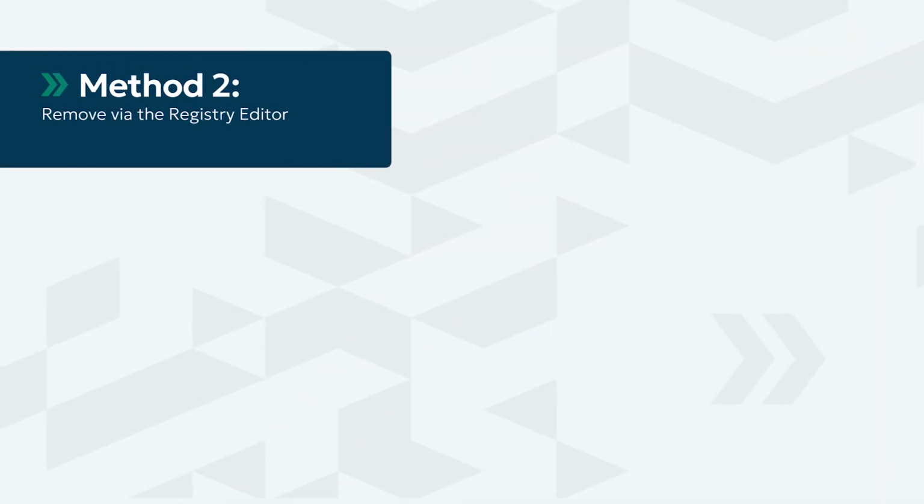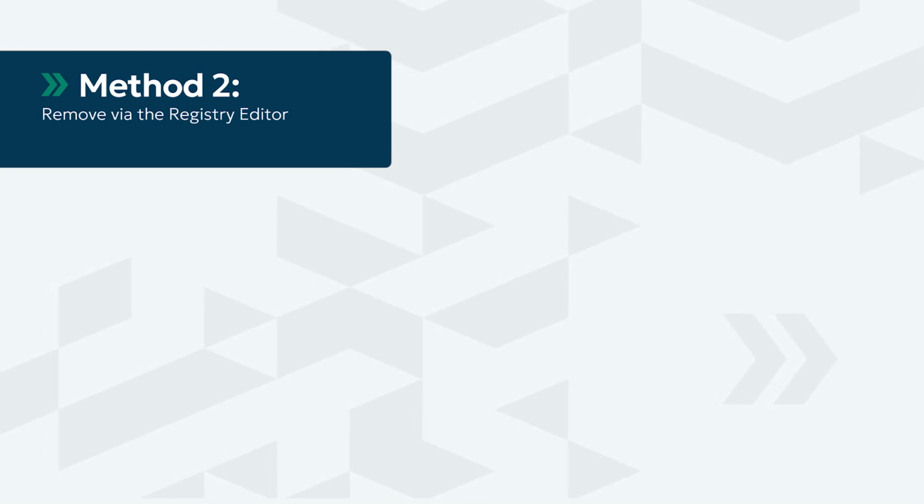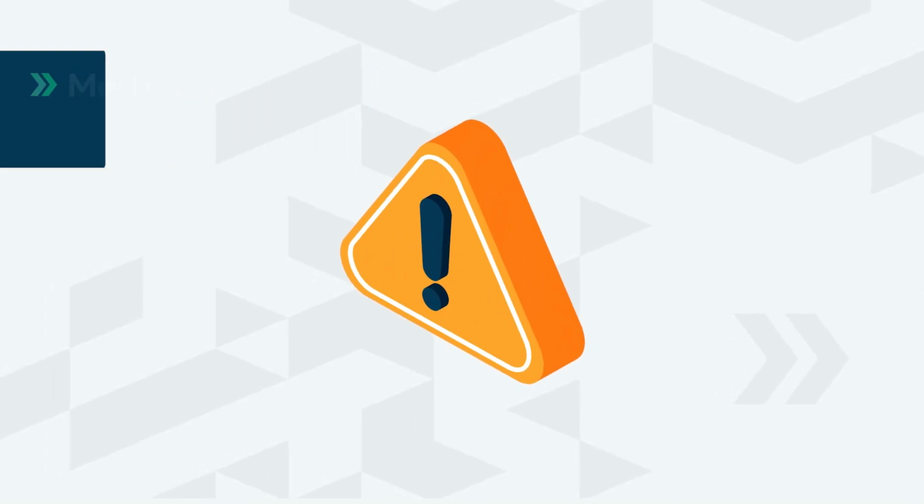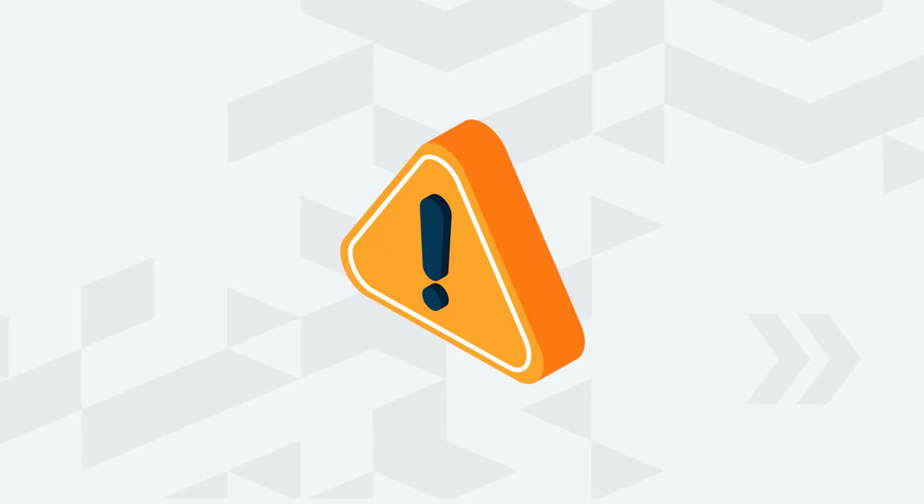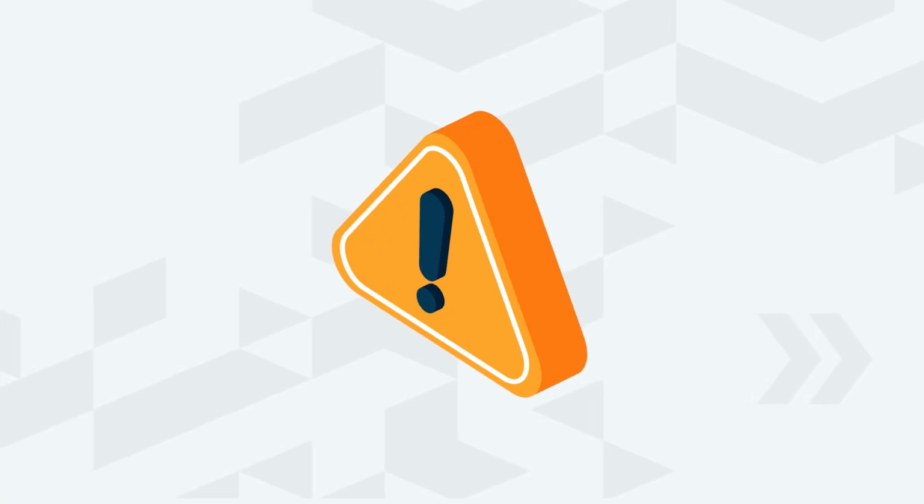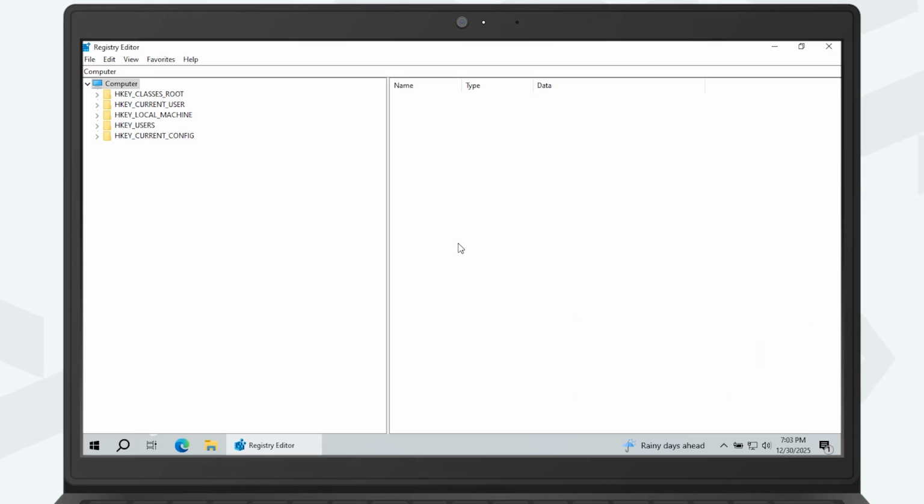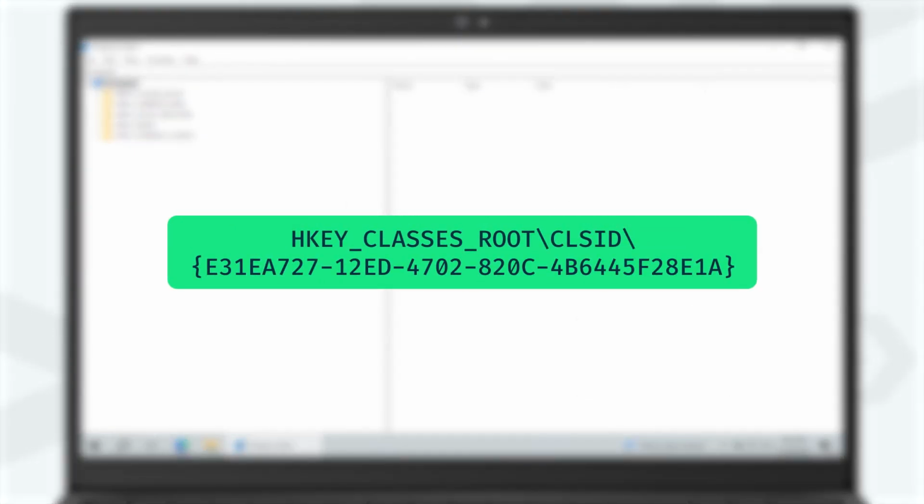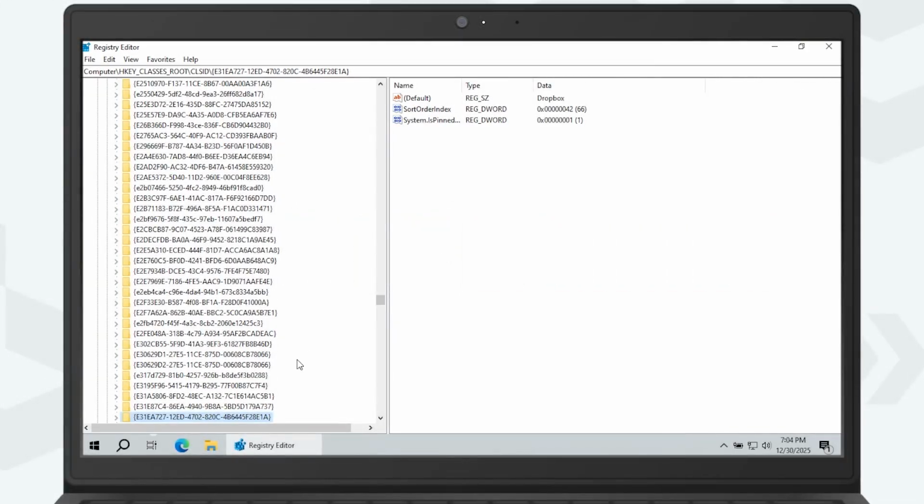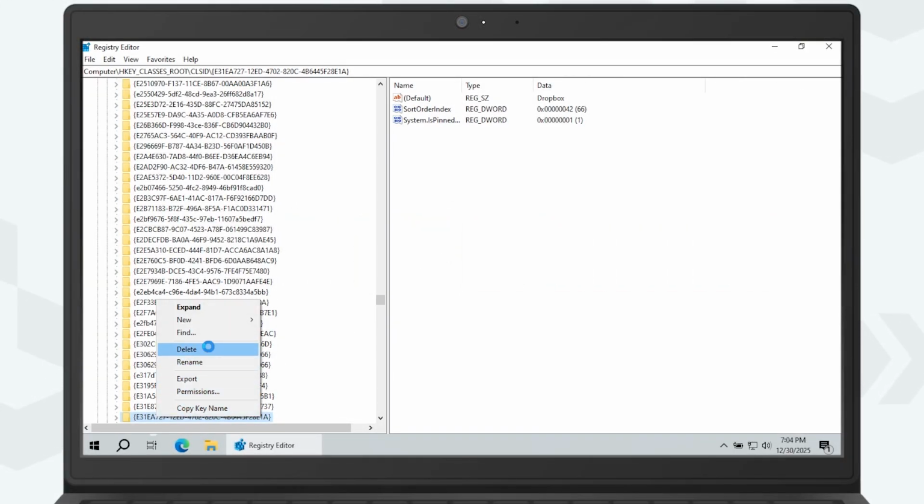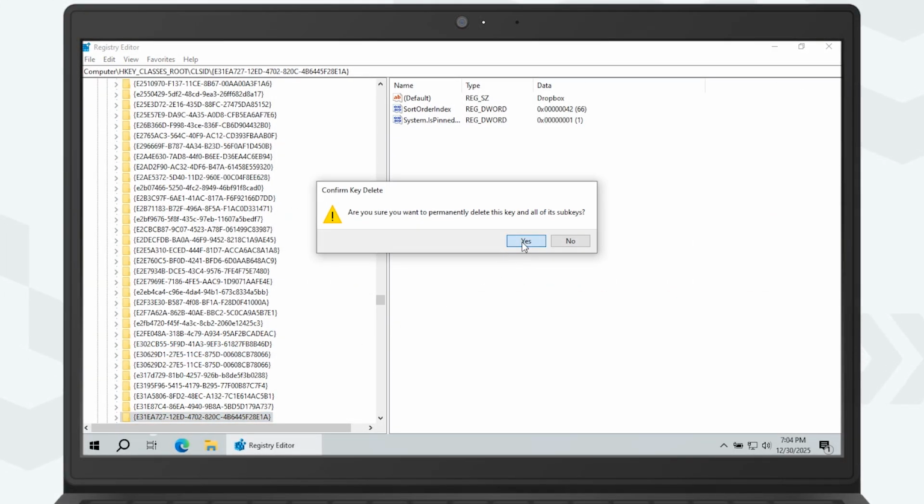Method 2. Remove via the Registry Editor. Warning: modifying the registry can cause system issues. Be cautious and back up your registry first. Press Windows+R, type regedit, and hit Enter. Navigate to, right-click the key and select Delete. Then restart File Explorer as you did before through Task Manager.